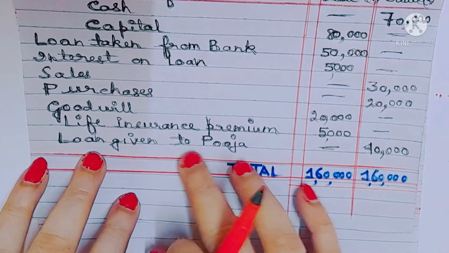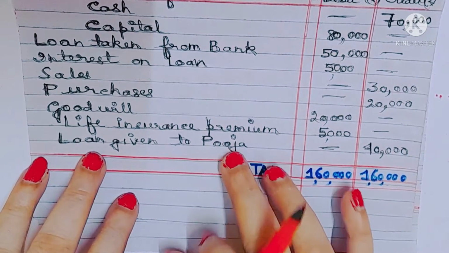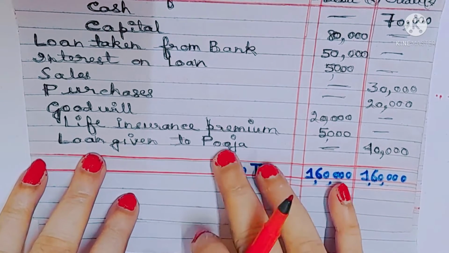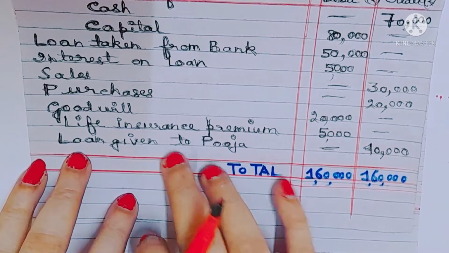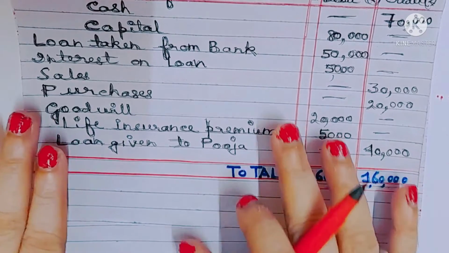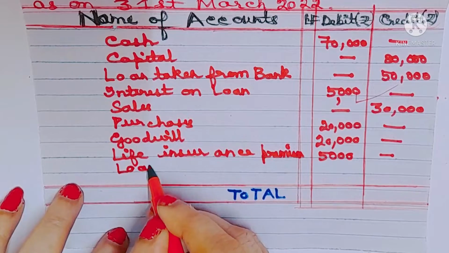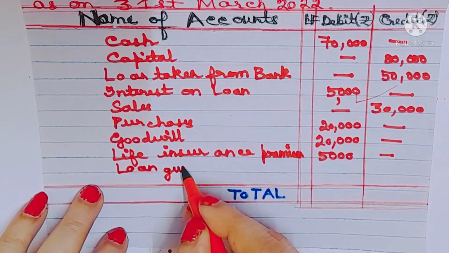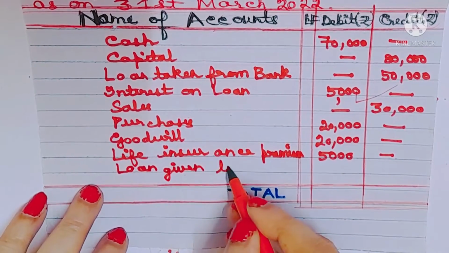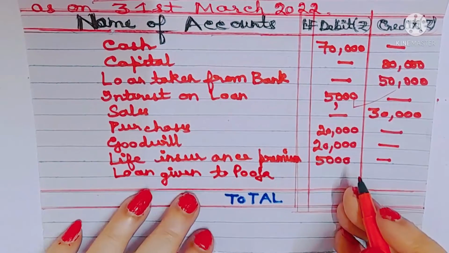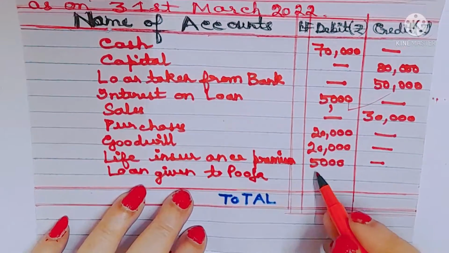Here, loan given to Pooja. So, Pooja is the receiver of loan. Loan given to Pooja also falls under personal account. Here, Pooja is the receiver of loan. So, loan given to Pooja will be debited. This is the difference. Understood? So, let's write. Loan given to Pooja is a debit balance. How much? 40,000.